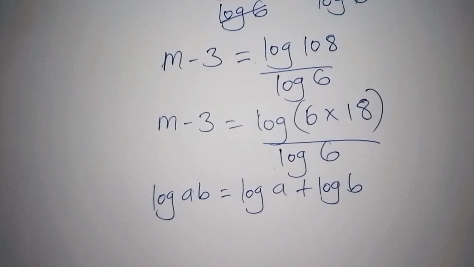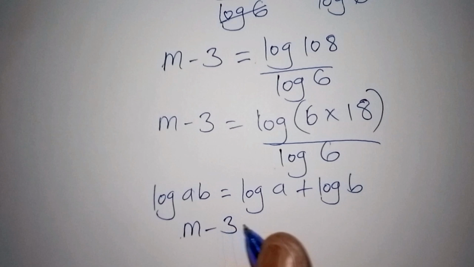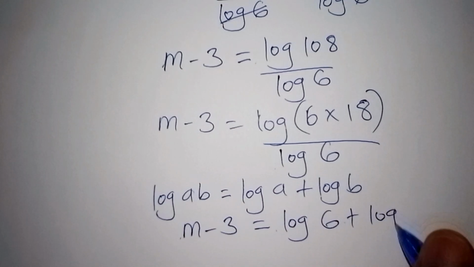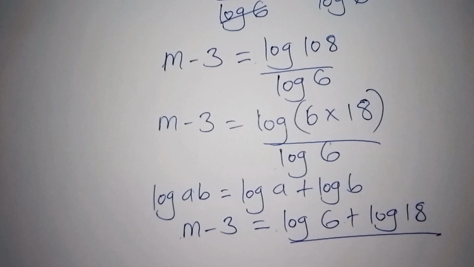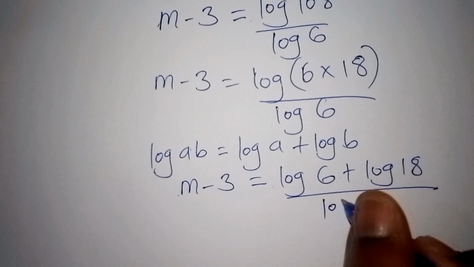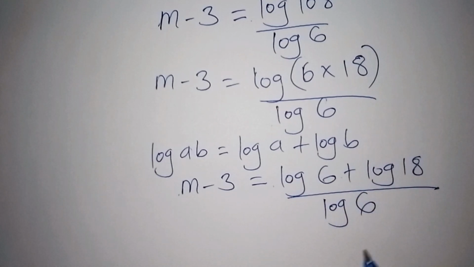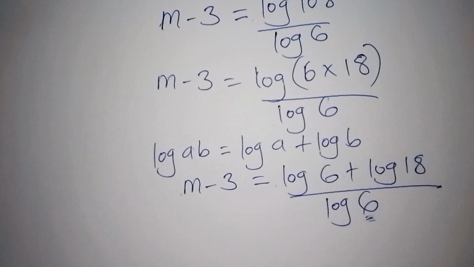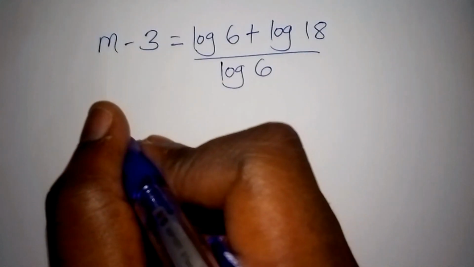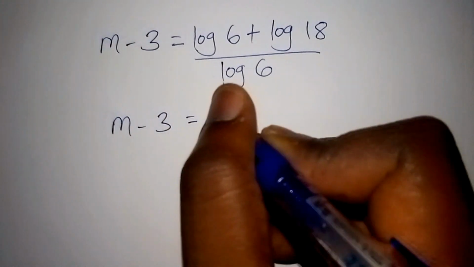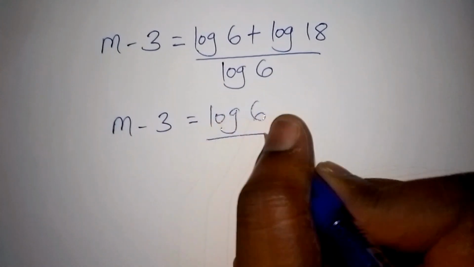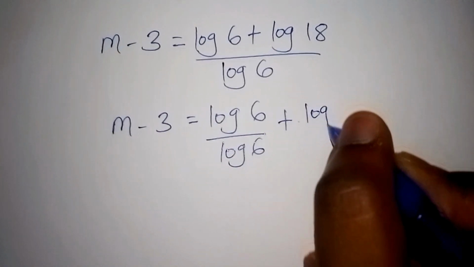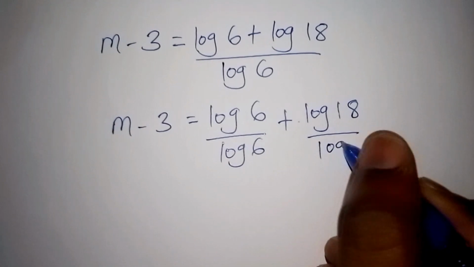In this case, we shall say that m minus 3 is equal to the log of 6 plus the log of 18, all over the log of 6. Meaning that we shall divide both sides by this log of 6. So let's work it this way. Now we shall have m minus 3 is equal to the log of 6 divided by the log of 6, then again plus the log of 18 all divided by the log of 6.